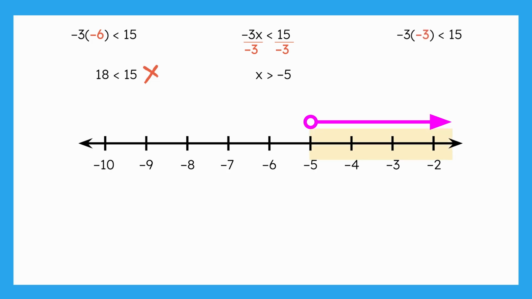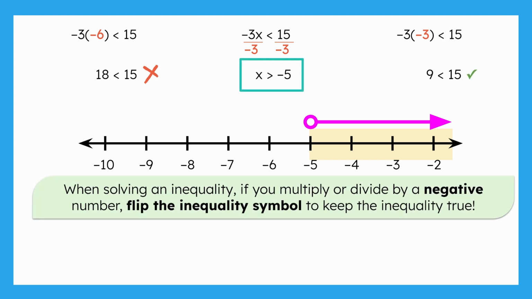I'll choose negative 3. Negative 3 times negative 3 is positive 9. Is 9 less than 15? Yes, it worked! So, when solving an inequality, if you multiply or divide by a negative number, flip the inequality symbol to keep the inequality true.